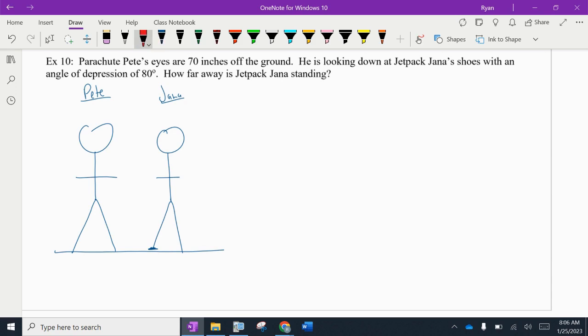Parachute Pete's eyes are 70 inches off the ground. Okay, so here's his eyes, 70 inches off the ground. He's looking down at Jana's shoes with an angle of depression of 80 degrees. So from where his eyes are, he's looking down at her shoes, and the angle of depression is 80 degrees.